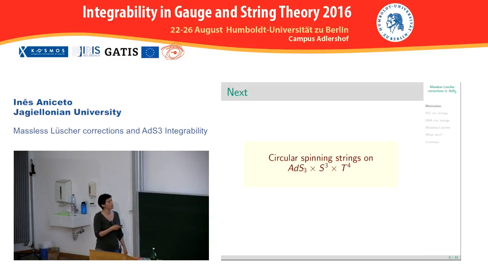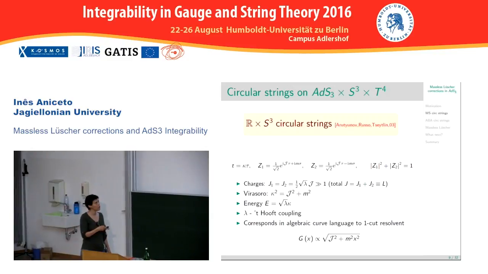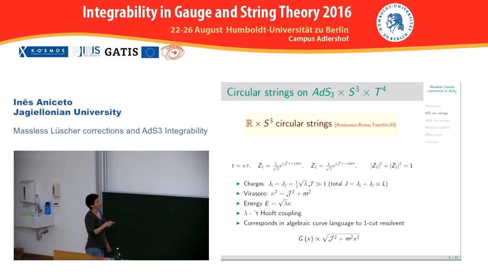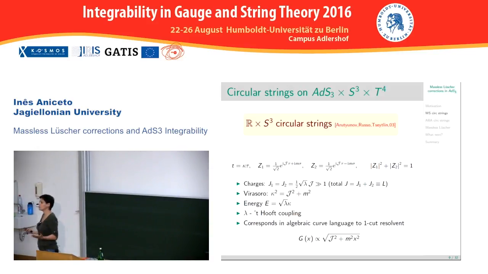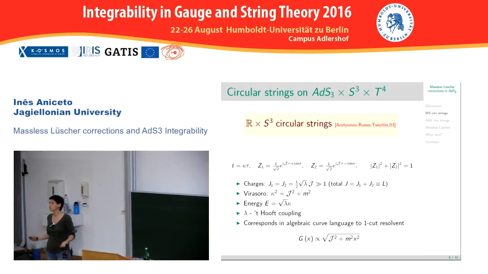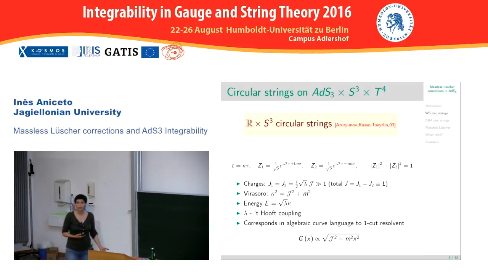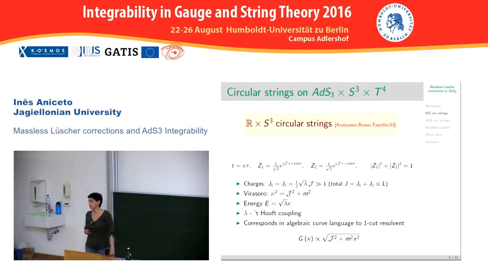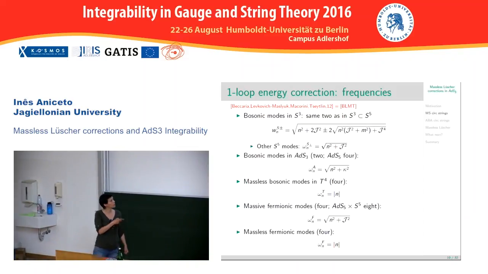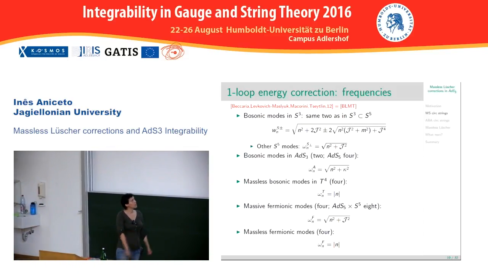So we start with the circular spinning strings on ADS3, S3, T4. And again, I've written down the solution at charges, the Virasoro constraint. And the main thing that I want to point out is actually that if you looked at the algebraic curve picture, this is a very, very simple solution. It's just a one-cut solution. And it's the simplest solution we could actually be studying from the algebraic picture. And this is what we're going to do in the beta ansatz. So, but first, let's focus on the Worldsheet calculation.